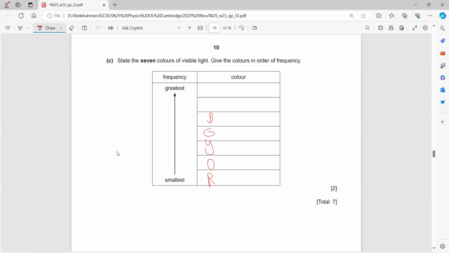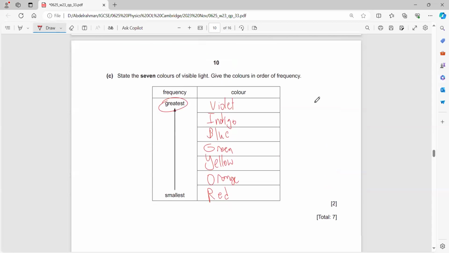Why did I write it this way? Because the violet has the greatest frequency. Violet, indigo, blue, green, yellow, orange, and red. Okay. Any questions? Good, well done.